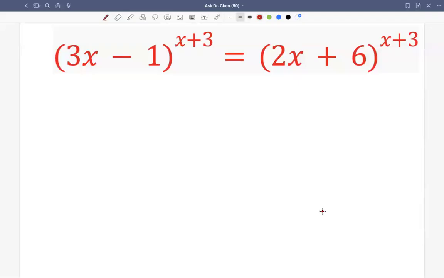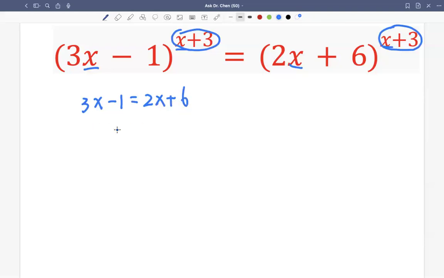Let's see this equation. We see x appears in the denominator, in the base, and in the exponent. The exponent on both sides of the equation is the same, so that forces the bases to be the same. That means 3x minus 1 equals 2x plus 6. So this is a linear equation.